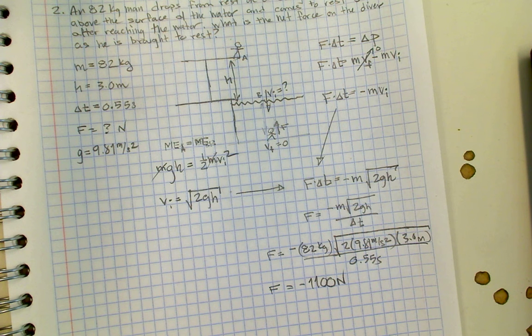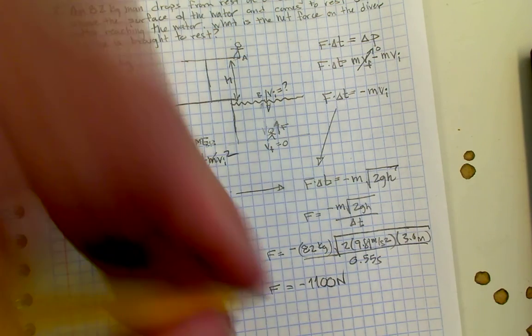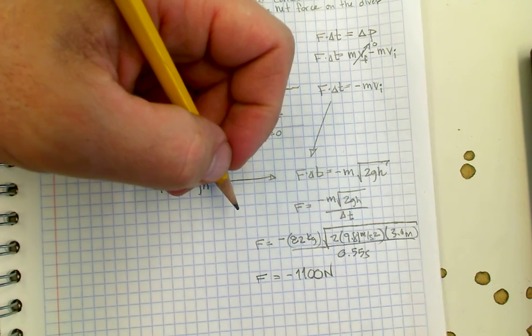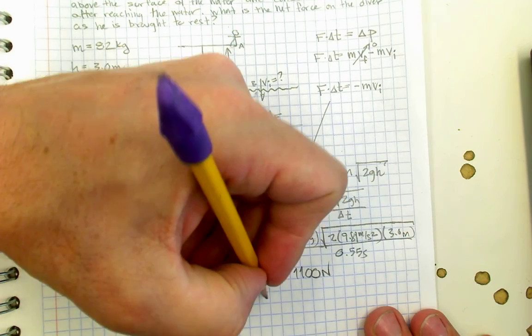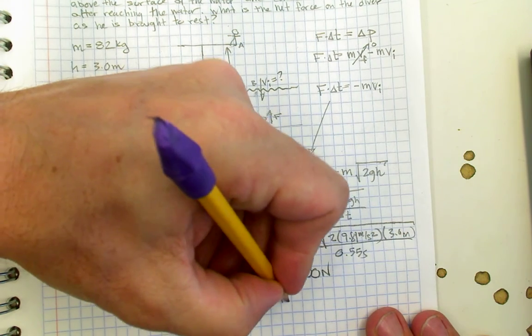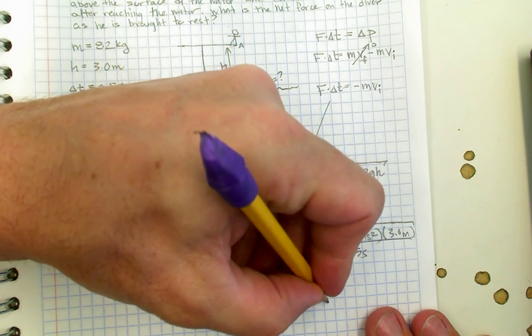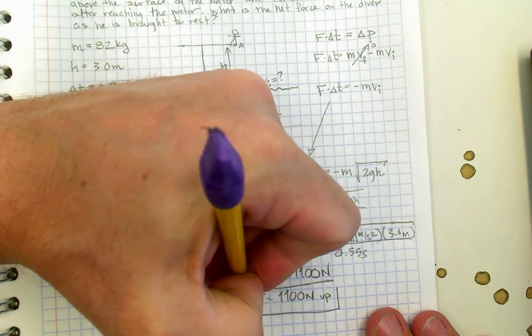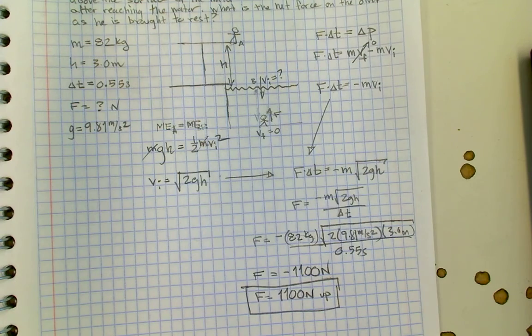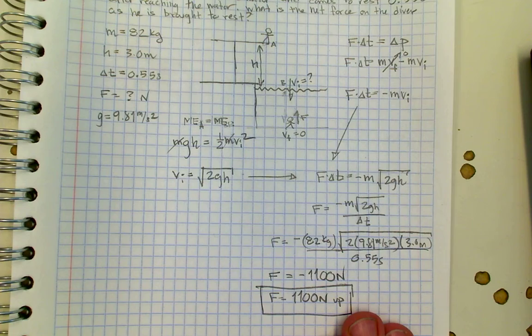I just want to interpret the negative sign a little bit. And so maybe instead of just saying negative 1,100 newtons, I'm going to say F equals 1,100 newtons up. And that's my solution to this problem.